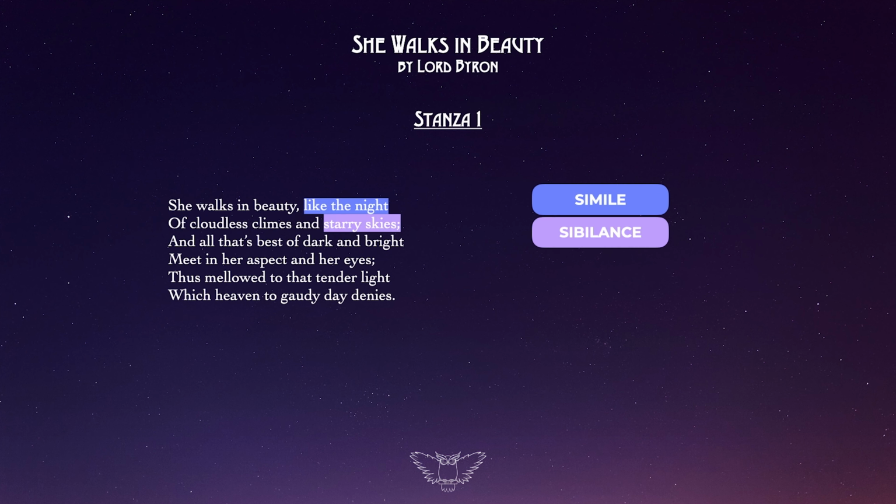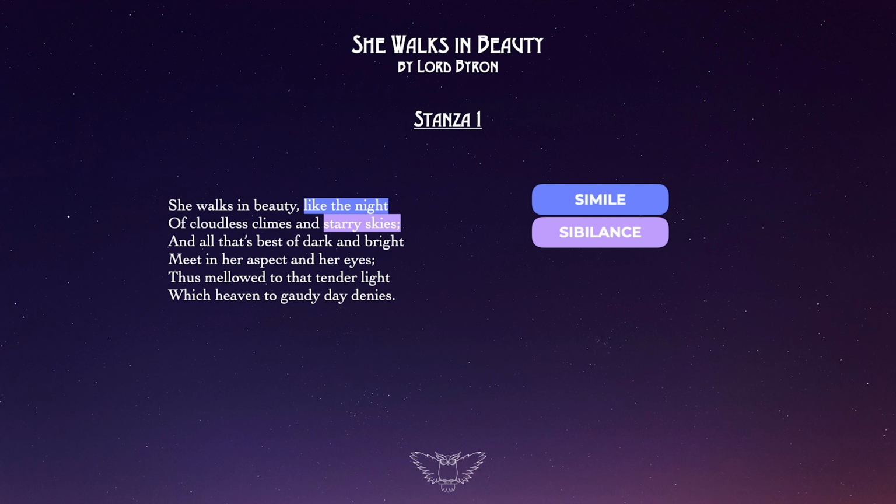If we go on, of cloudless climes and starry skies. So this is a clear example of sibilance. Now, sibilance is very similar to alliteration, the idea that the first letter of the words is the same letter. But in this case, you have the S sound repeated, and that's sibilance. Now, what does sibilance do? Why does he use it?